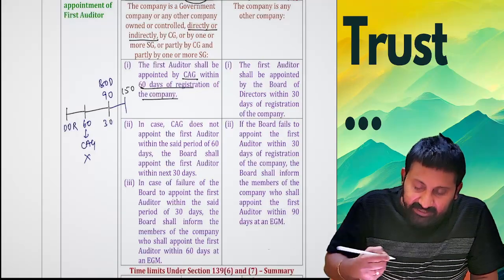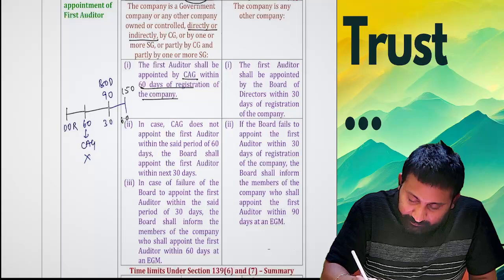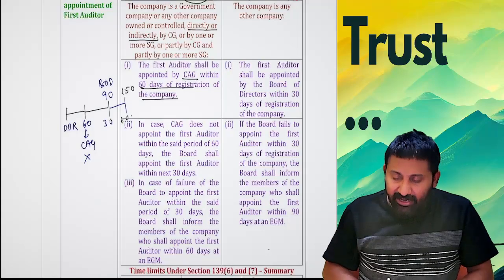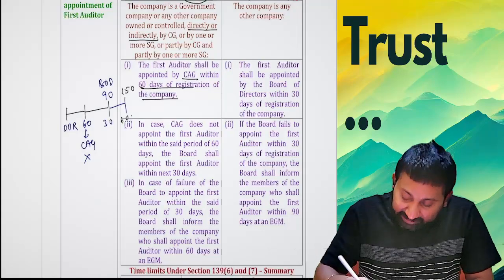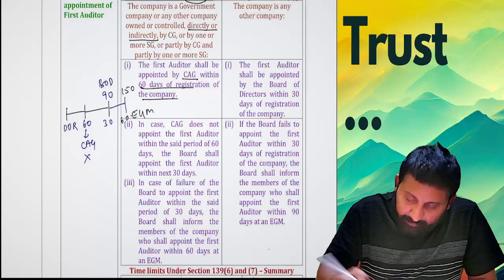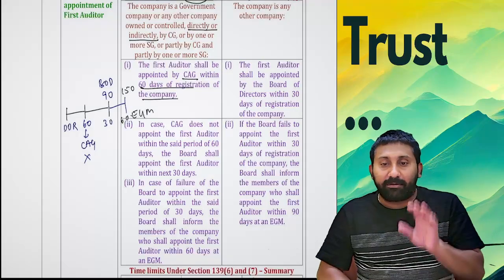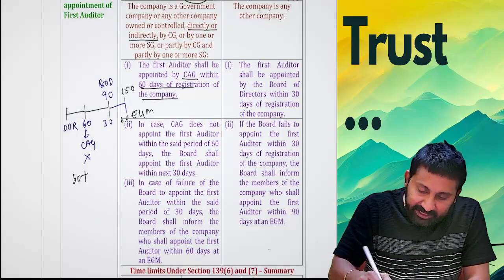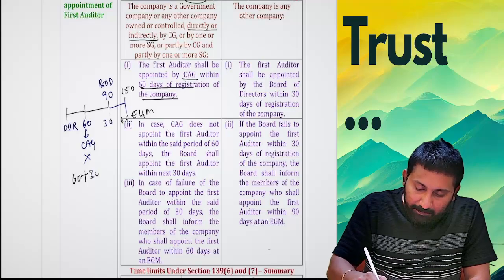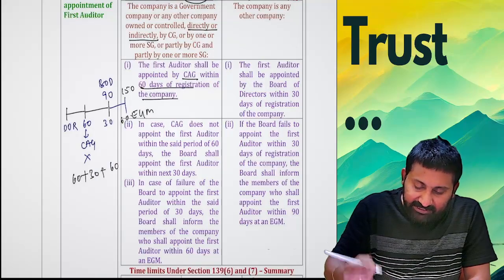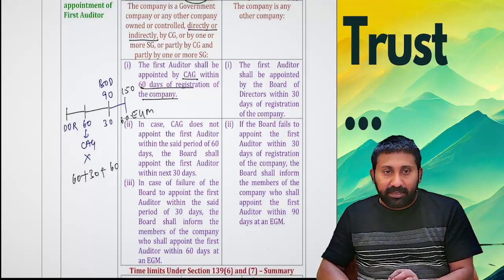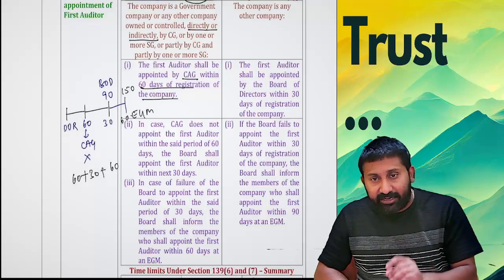Within the next 60 days means 150 days, okay, at the AGM, at the EGM, appoint the first auditor. So tell me, what are the time limits applicable? 60, okay, 60 plus 30 plus another 60, which means what? Technically, C&AG has to appoint within 60 days of incorporation.